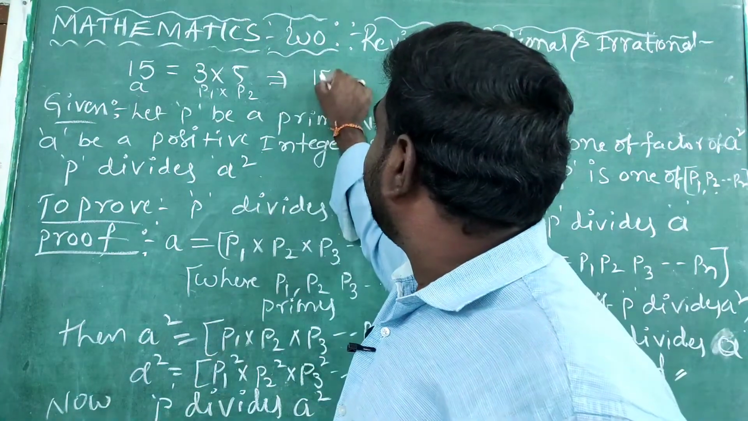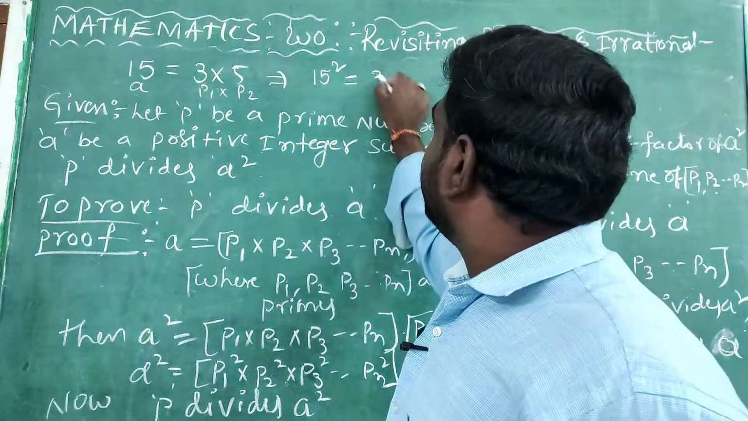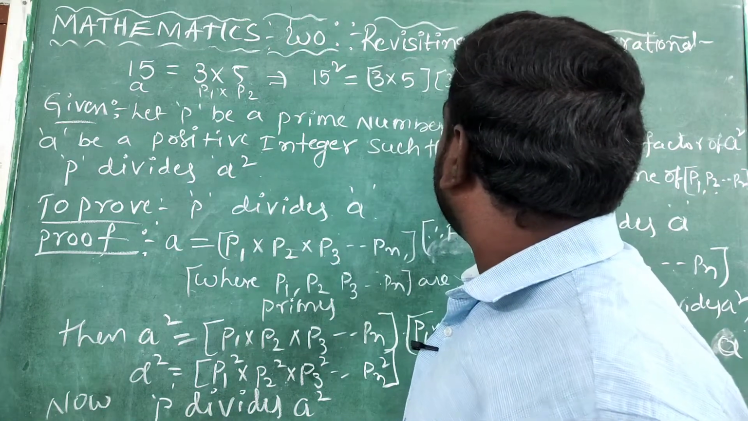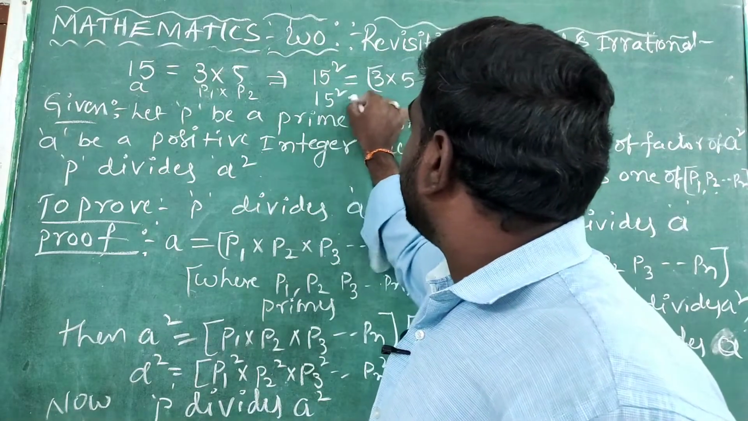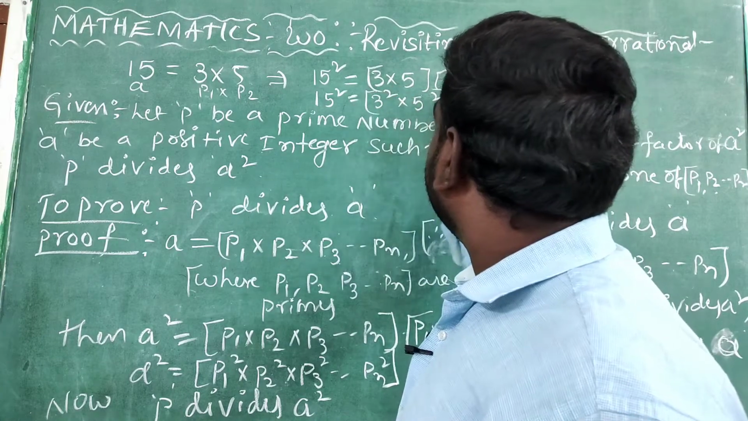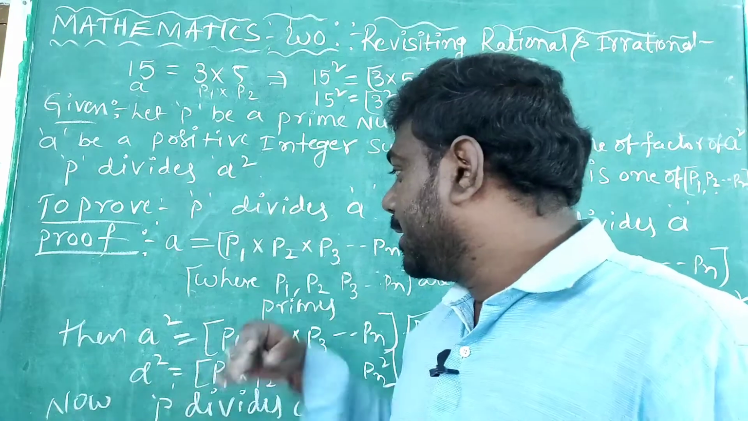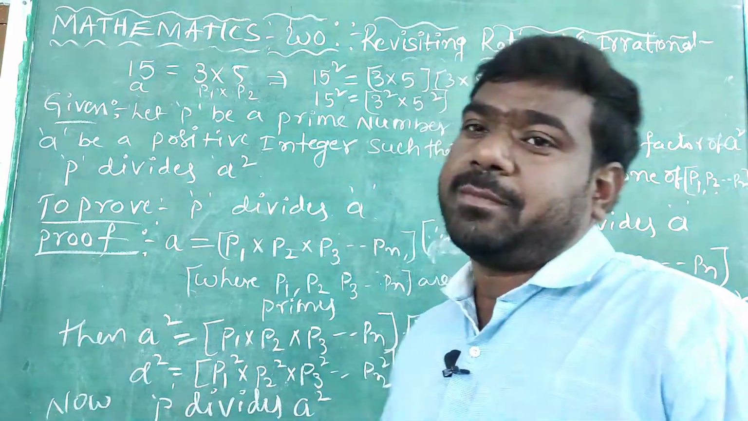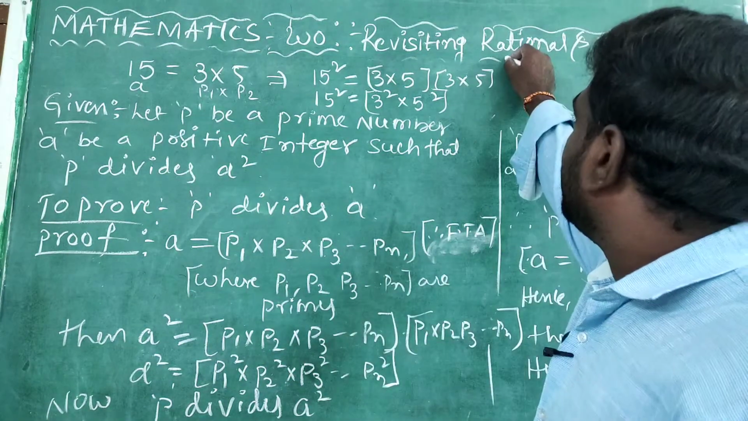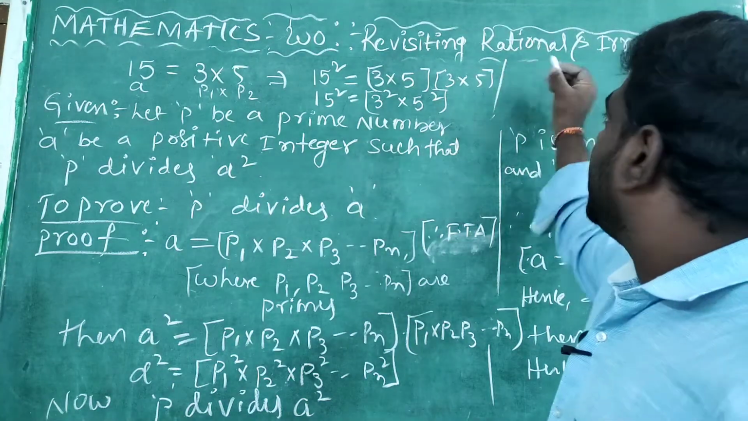Next, A square. What does it mean? A square means 15 square, which is 3 into 5 multiplied by 3 into 5. Yes or no? Which is nothing but 15 square equals 3 square into 5 square. That is for A square. Up to here it came. Understanding? Next, now we should take one prime number. Suppose I take the prime number 3.